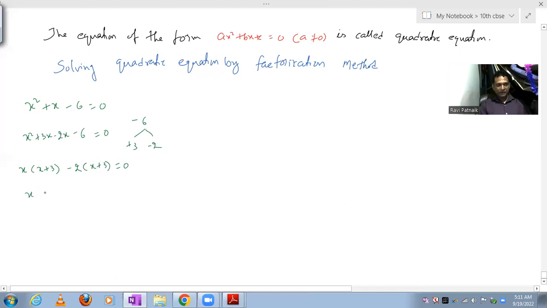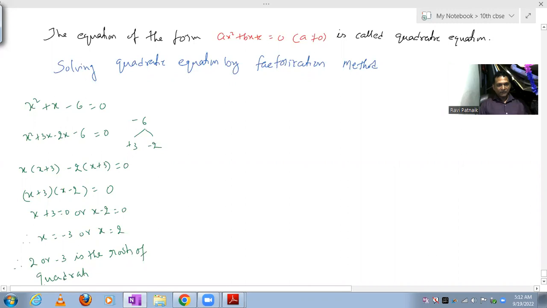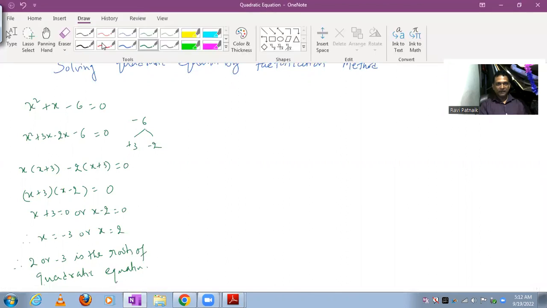Now x plus 3 you will take common. Then you will get x minus 2. That is equal to 0. Now either x plus 3 is equal to 0 or x minus 2 is equal to 0. Therefore, what can you say? x is equal to minus 3 or x is equal to 2. Therefore, 2 or minus 3 are the roots of the quadratic equation. Okay, suppose let's say another quadratic equation.